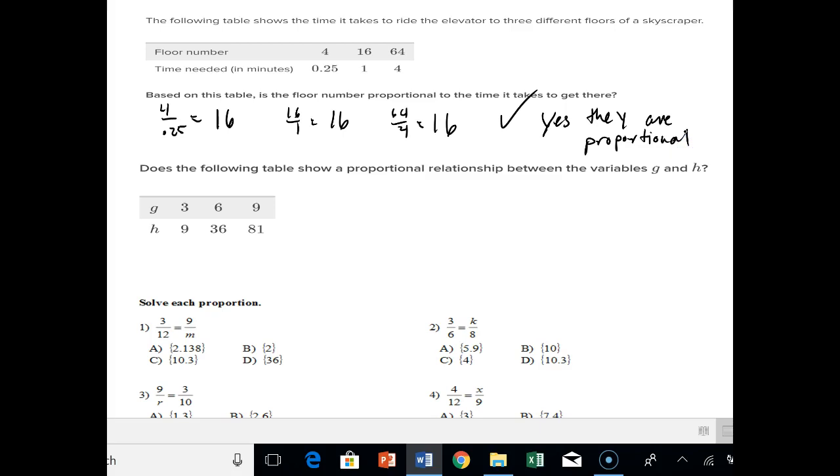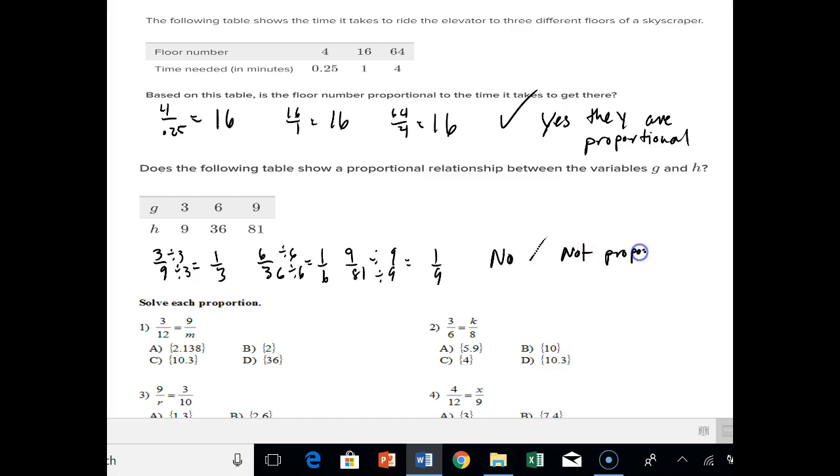Let's take a look at another one. Does the following table show a proportional relationship between the variables g and h? So here's g and h. So we have 3 over 9, 6 over 36, and 9 over 81. So 3 over 9, if we divide them by 3, that gives us 1/3. 6 over 36, we can divide them both by 6, that gives us 1/6. And then 9 and 81, we can divide them by 9, and that gives us 1/9. So no, they are not proportional, right? They all have different ratios.